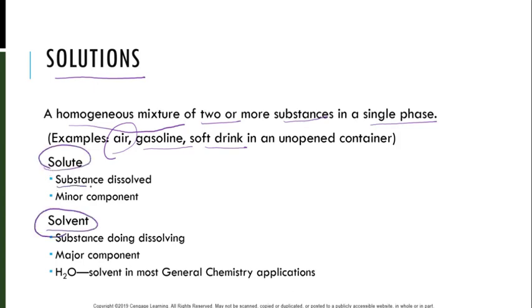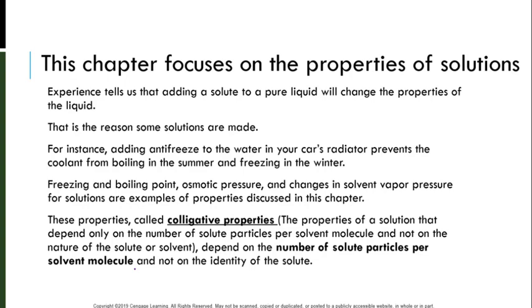A solute is the substance that is being dissolved. It's the minor component. The solvent is the substance that's doing the dissolving. It's the major component. Water is a very common solvent that's used in most Gen Chem applications. This chapter focuses on the properties of solutions.